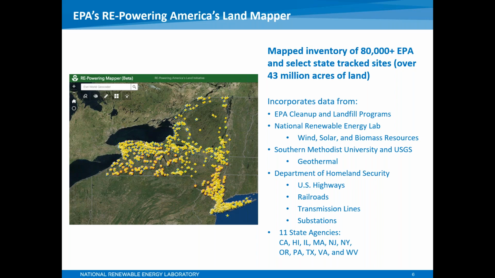We're talking today about solar, so I'll mention solar. They identified high potential sites for solar based on certain screening criteria. One of the screening criteria was the solar resource availability, which NREL was able to provide. And from the Department of Homeland Security, we received information on highways, railroads, transmission lines, substations, and then some states were able to contribute some site data for the project.